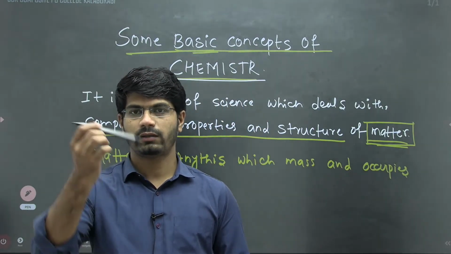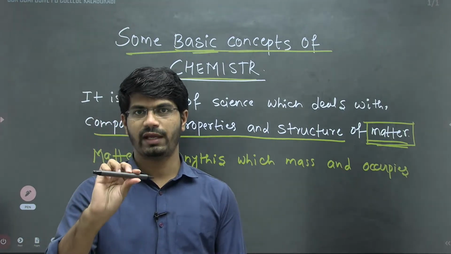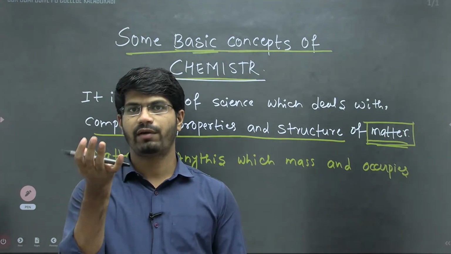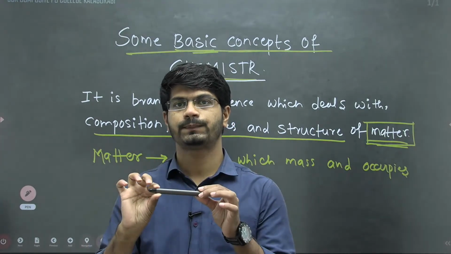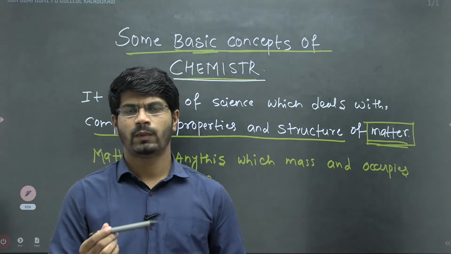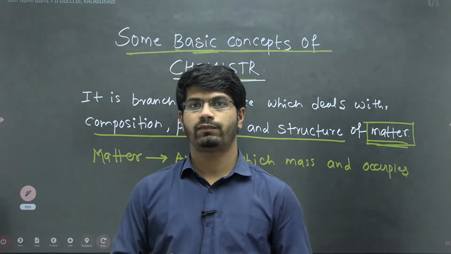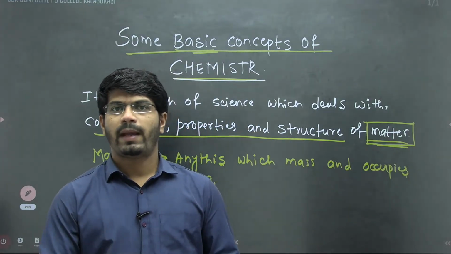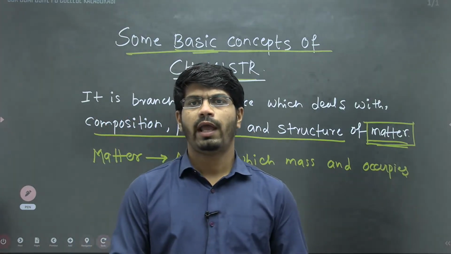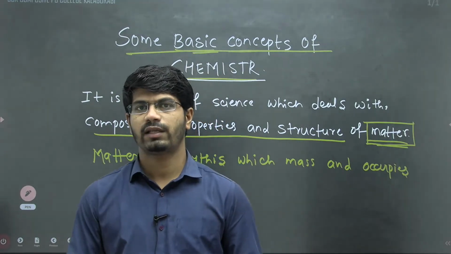For example, the electromagnetic pen which you are using here has a mass of around 100 gram. So it has mass and it occupies certain space. So this is matter. Anything which is around us is matter. That may be pen, book, ball, anything. A lot of examples are there.